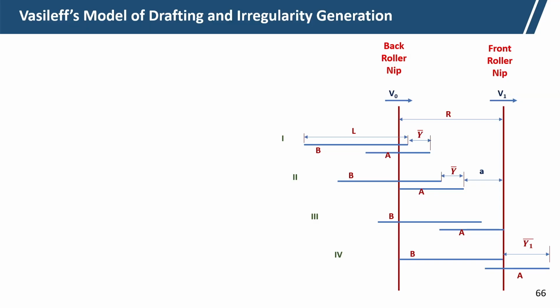Now, in the Vesilef model, there are fibers at the back roller nip, and this is the front roller nip. The back roller moves at the speed V0 and the front roller moves at the speed V1.